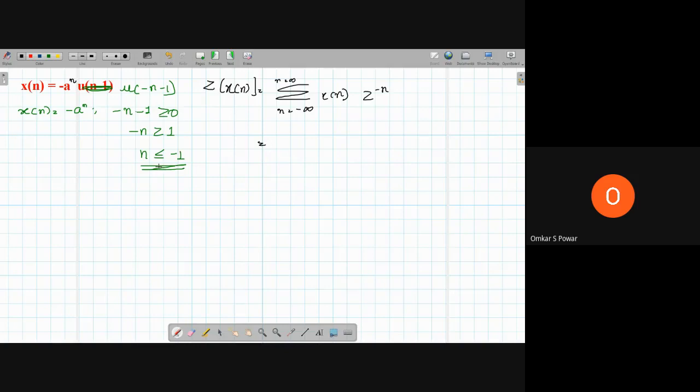So what is your n range? It is less than minus 1. So n varies from minus infinity to minus 1. So what is your x of n? Minus a to the power of n, z to the power of minus n.